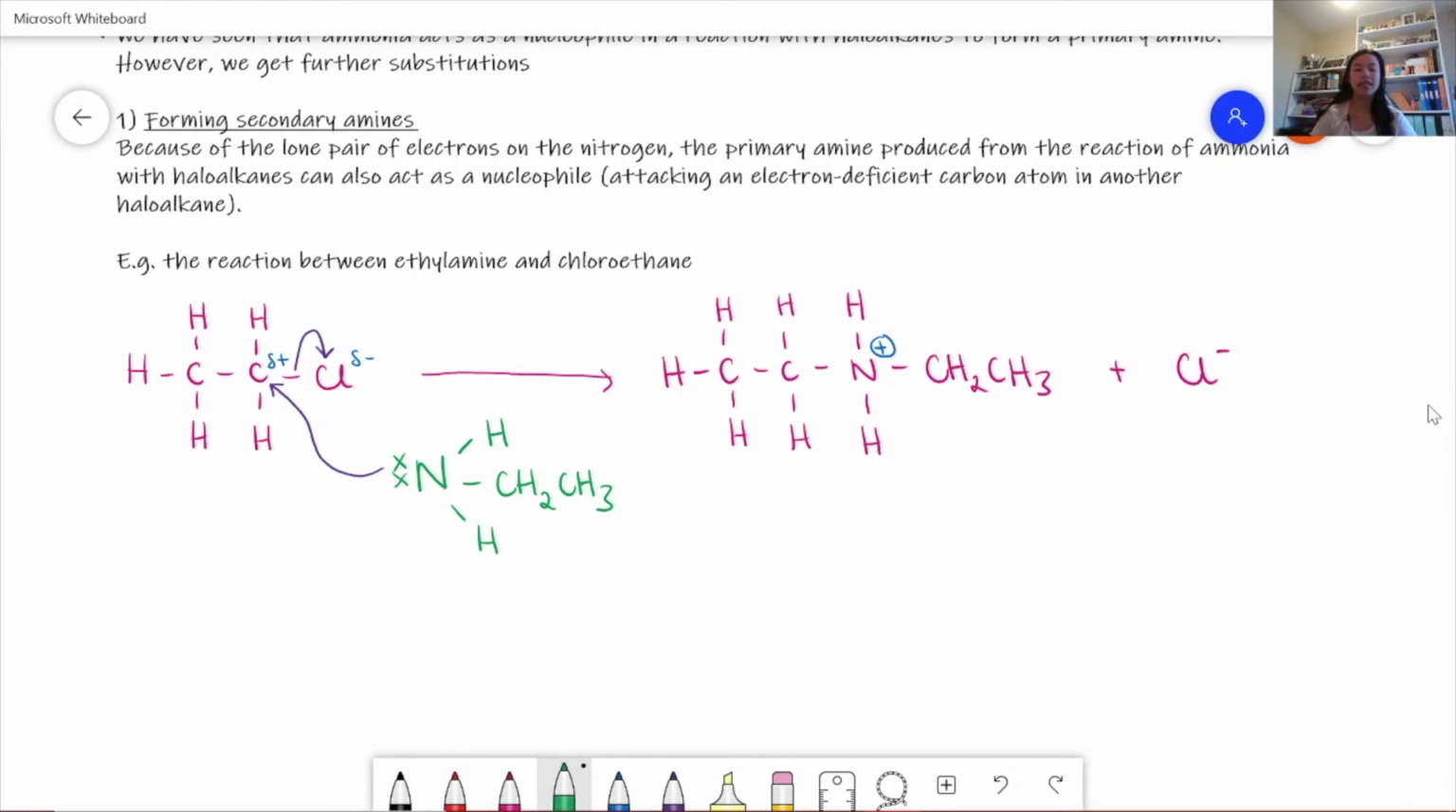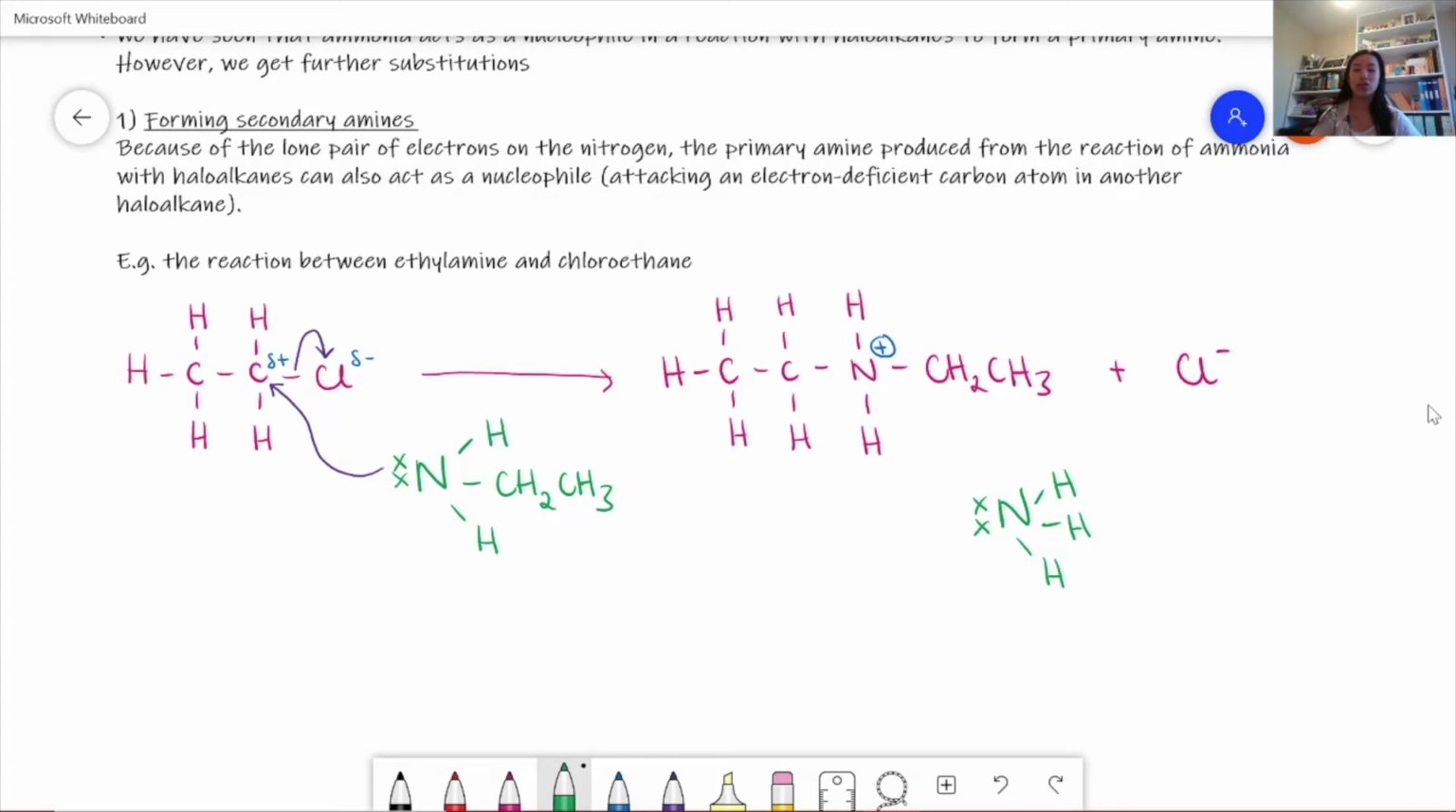And then what happens is that we have another nucleophile come in, just like we had with the ammonia reaction. But this time the nucleophile is ammonia. So these further substitutions happen when we have a mixture. We've reacted the ammonia with the haloalkane, and then we've produced a primary amine. But then we've got some ammonia left, and so that's how we can use it as a nucleophile here.